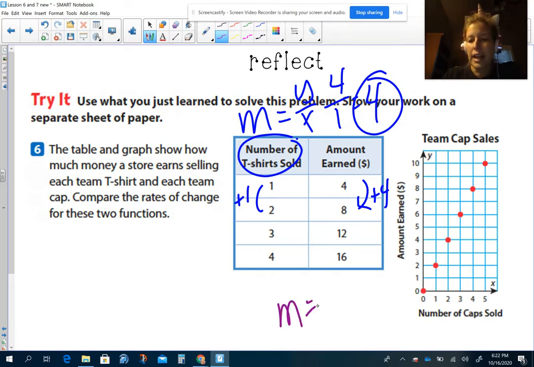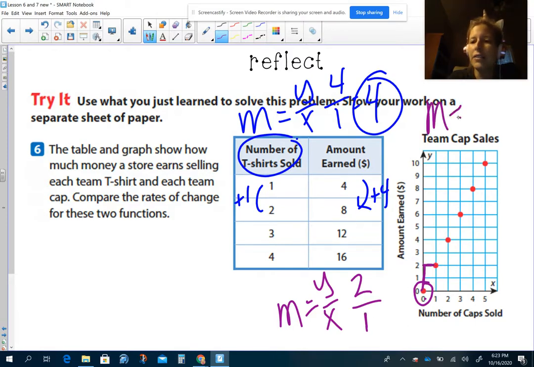Remember, my cap is still going to be y over x, okay? And just like you did in 7th grade, both of these were actually proportional. Because if I don't buy t-shirts and if I don't buy caps, I don't owe anyone money. So, and this little guy starts on a 0, 0. I'm going up 2, and I'm going to go over 1. So my rate of change is 2. So compare the rate of change. And what do they mean?